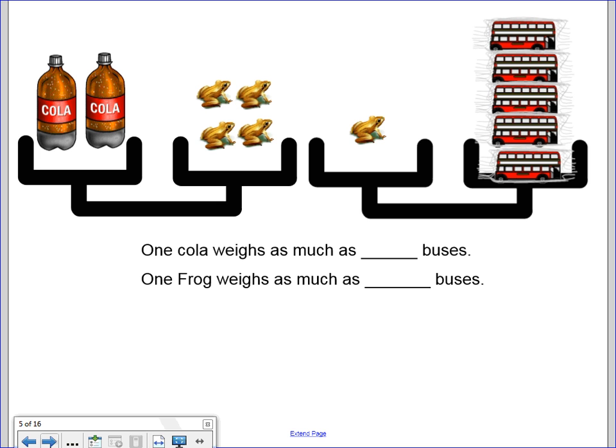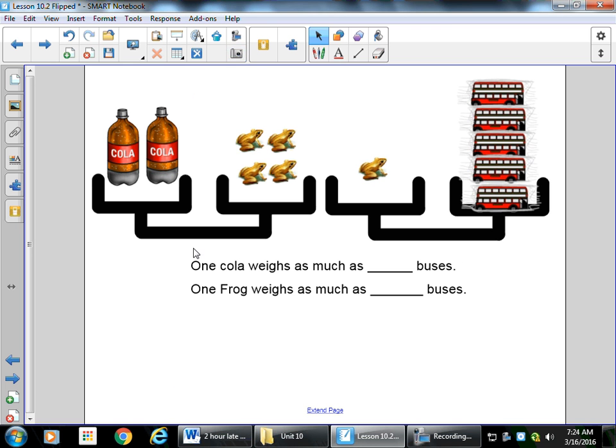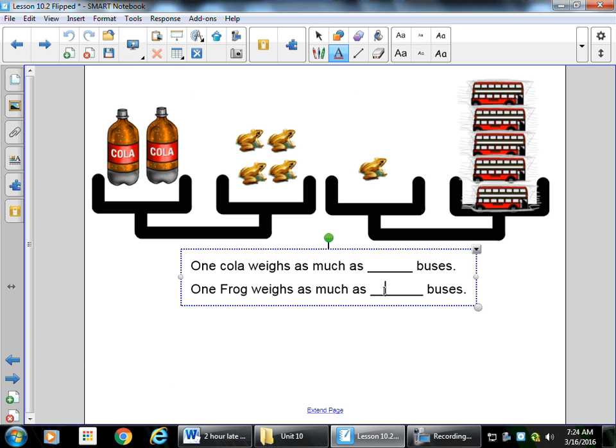Take a look here. We want to know one cola weighs as much as how many buses? Well, right here, I have cola with frogs. I can't take away anything. One frog weighs as much as how many buses? This is the obvious. This is what I know. So one frog weighs the same as 5 buses.